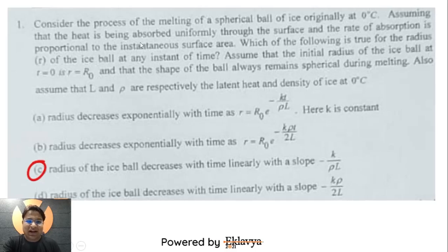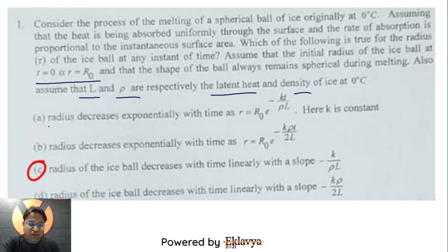It says that there is a spherical ball of ice originally at 0 degrees Celsius, and assuming that heat is absorbed uniformly through the surface and the rate of absorption is proportional to the instantaneous surface area, which of the following options is true for the radius of the ball at any instant? Initial radius is to be considered as r naught, and the shape of the ball always remains spherical. Also, L and rho are given to be latent heat and density of ice at 0 degrees Celsius.